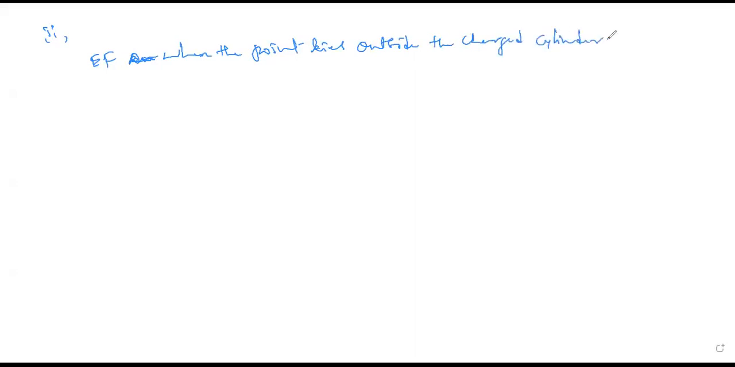Next one, put heading: the second one, electric field intensity when the point lies outside the charged cylinder. Okay, the point lies outside the charged cylinder.